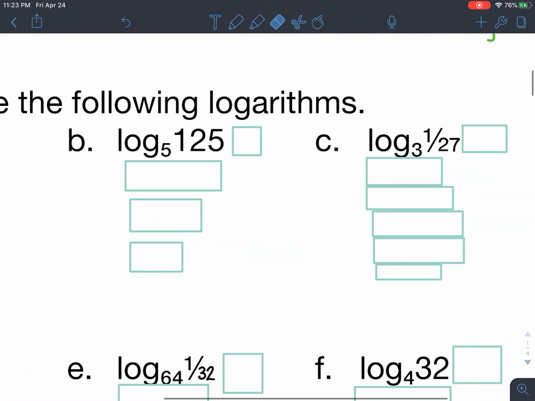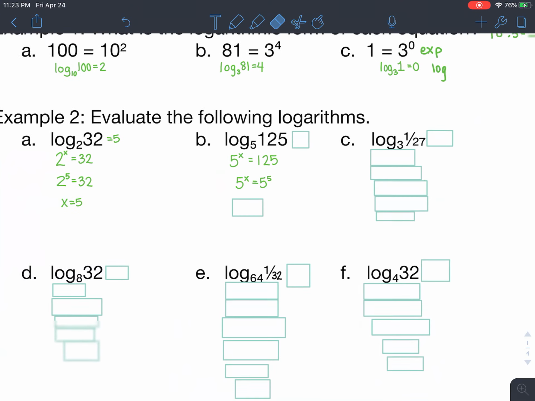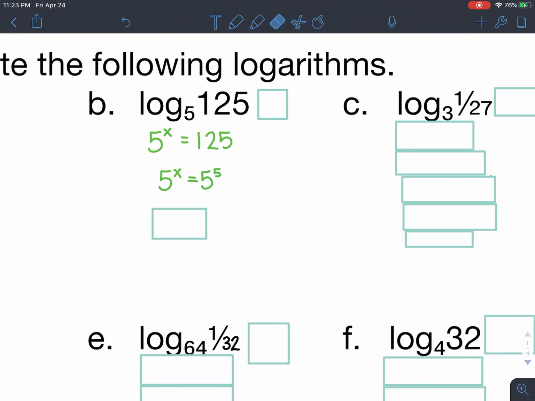Okay, let's look over here. Log base 5 of 125. So first I would say 5 to what power is 125? 5 to what power equals 125? And that's what I wrote. So now you have to come up with the power. What is the power? 5 to what power is 125? 5 to the 5, right? No. It's 5 to the 3rd.